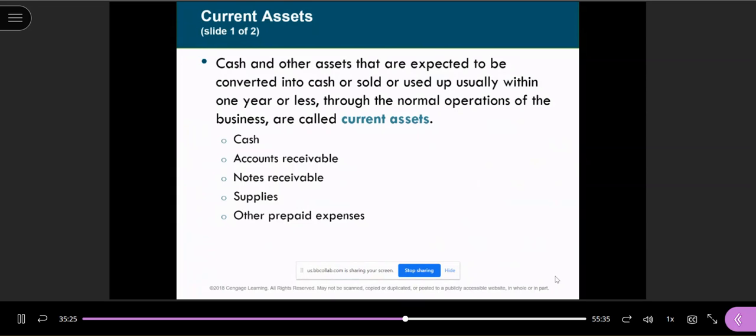We're now going to classify our assets and liabilities into two different classifications. So for assets, the first one we're going to have is what we call current assets. Your current assets are any asset that you expect to use, sell, or convert to cash within a year or less of that balance sheet date. So that's always going to be our cash, our accounts receivable, our supplies, prepaid insurance, prepaid rent. All of those would be considered current assets for our business.